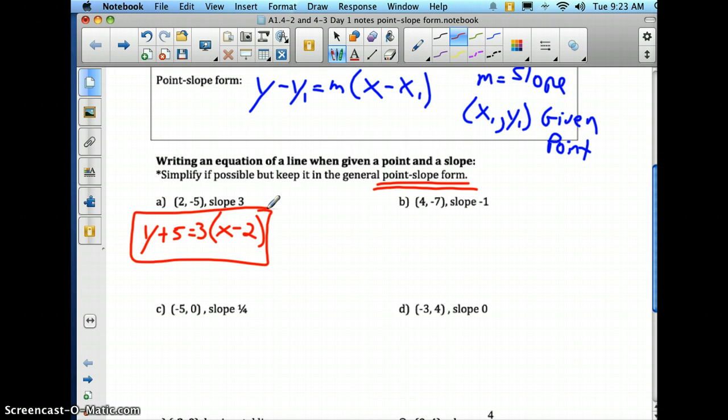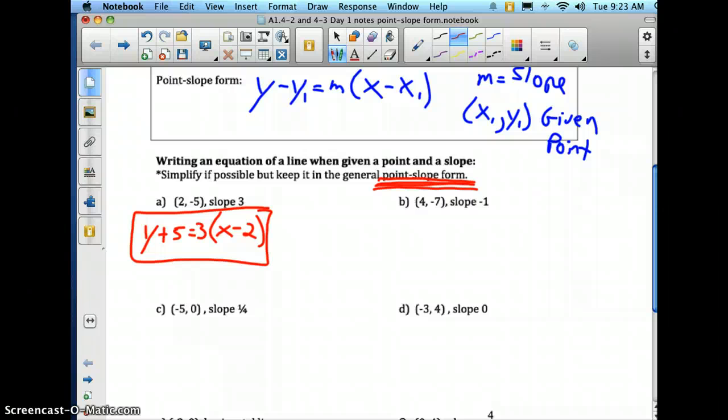But Mike, here's the deal. The directions said leave it in point slope form. You don't have to solve it. Look what it says: leave it in point slope form. So you have to read the directions and put it in whatever form they ask you. Okay?